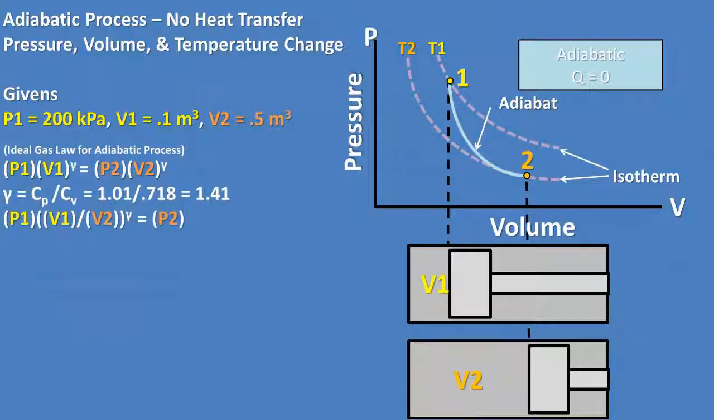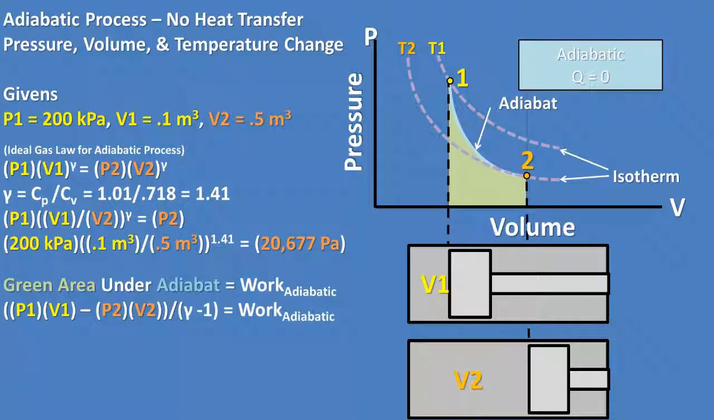Now we want to get pressure 2 to one side of the equation. We can do this by doing basic algebra. We get that the pressure 1 times parentheses volume 1 over volume 2 parentheses to the power of gamma equals pressure 2. Plugging in all of our numbers, we get a pressure 2 of 20,677 pascals.